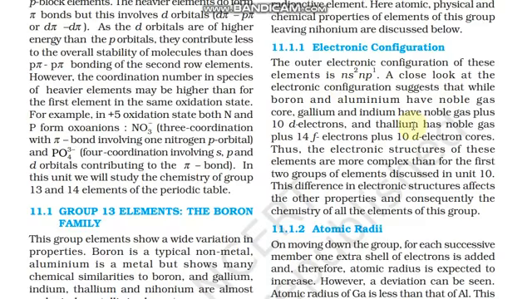So electronic configuration. In the case of electronic configuration, the outermost is always ns2 np1. When you look at the electronic configuration, boron and aluminum have a noble gas core, gallium and indium have noble gas plus 10 d electrons, and thallium has noble gas plus 4f14 and 5d10 electron cores. Thus, the electronic structure of these elements is more complex than that of the first two groups.